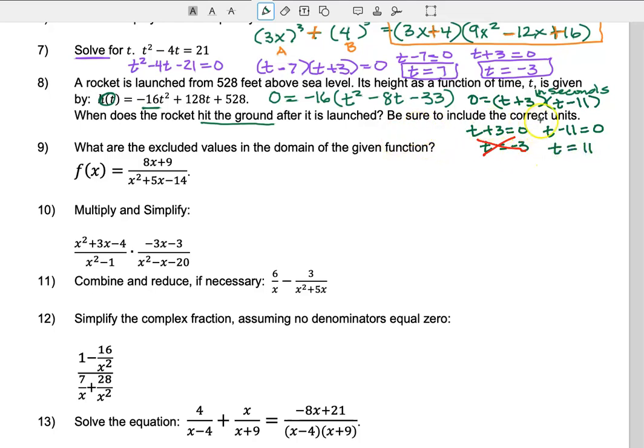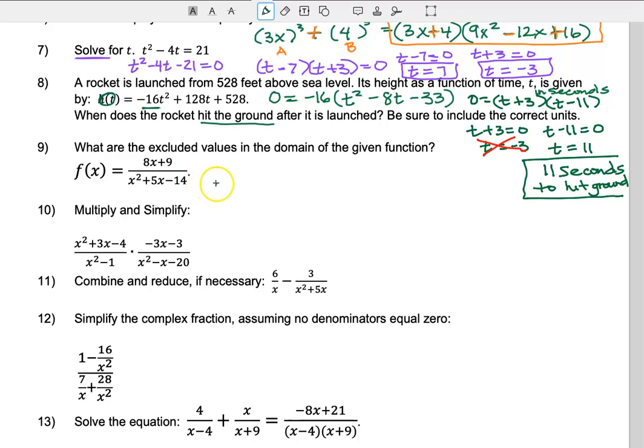Then make sure to include your units on here. Remember the time we were talking about was seconds, so 11 seconds to hit the ground. Right? And remember, word problems need word answers. So in addition to telling us our label, our units, also tell what it represents. Okay?